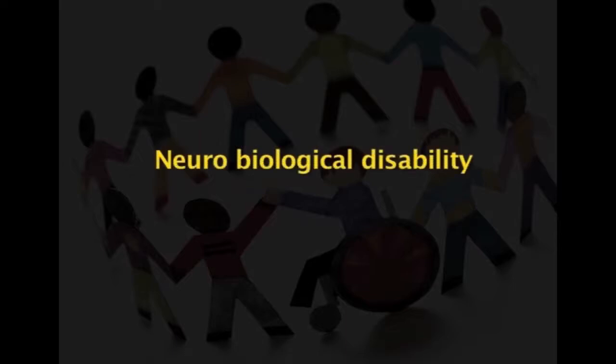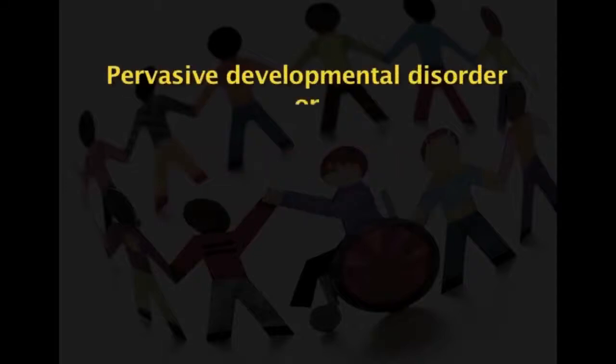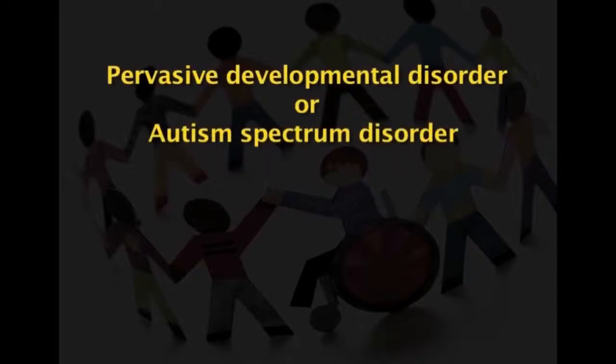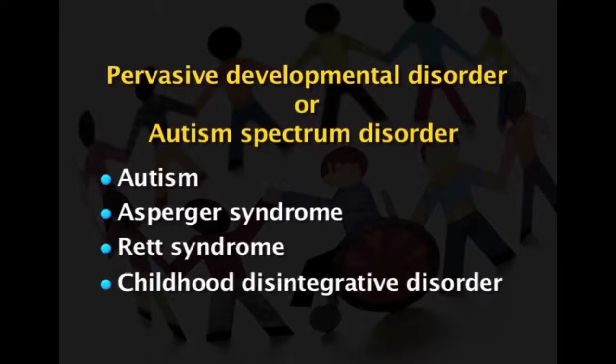Neurobiological disability. Under this, we have attention deficit disorder, pervasive developmental disorder or autism spectrum disorder. Under this, we have autism, Asperger's syndrome, Rett syndrome and childhood disintegrative disorder.